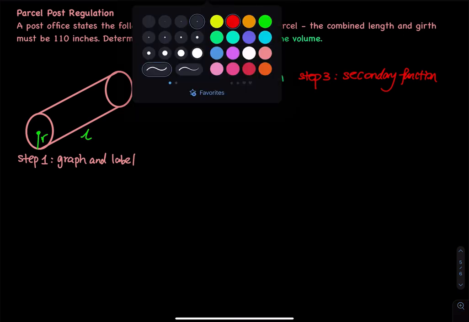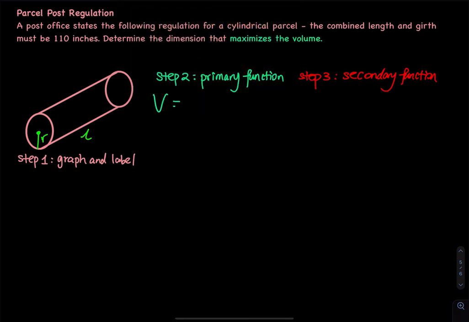So the volume equals the area of a circle, which is pi r squared, multiplied by the length, which is L. So this is in terms of two variables, r and L. So let's figure out the secondary, because we can only put the volume in terms of one variable. For the secondary, just take the regulation.